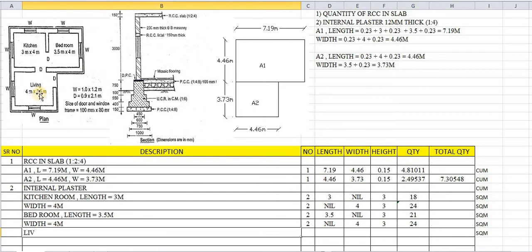Okay. Same way we have to consider the living room also. So we will consider the living room and its length. What about the length of the living room? 4 meters is the length of the living room. How many numbers of walls are there for plastering? 2 numbers of walls have been taken care of. 4 meters. What about the width? Width will not be considered. Here height will be considered. So 3 meters.